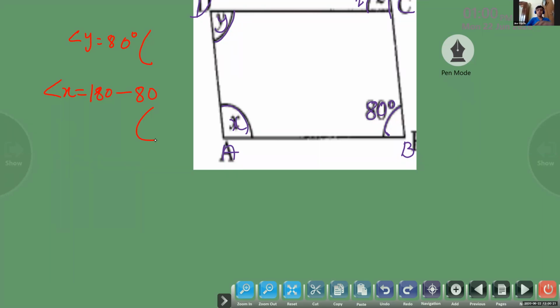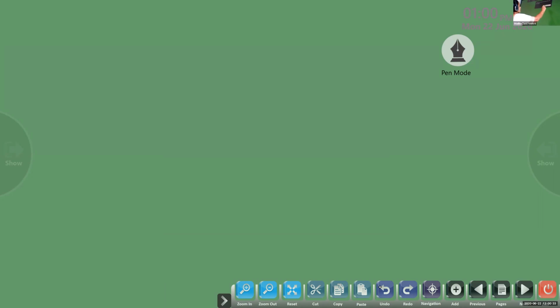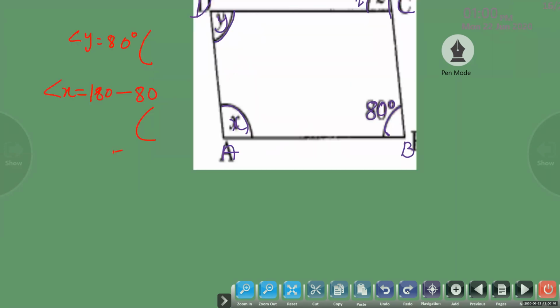Adjacent angles of a parallelogram are supplementary. You have to write adjacent angles of a parallelogram are supplementary. Write the reason for that. Angle X equals 100 degrees. Adjacent angles of a parallelogram are supplementary.